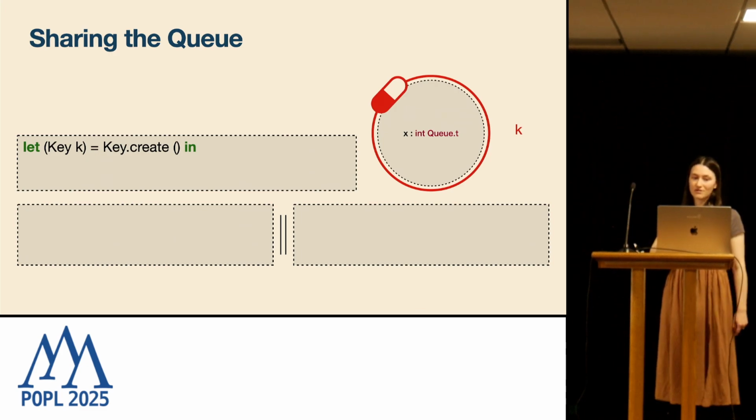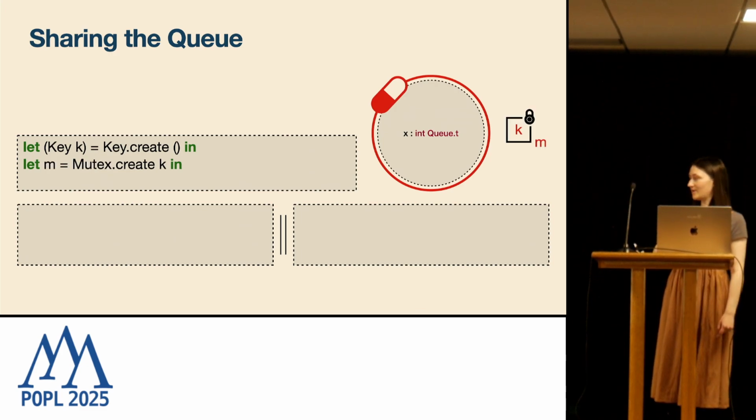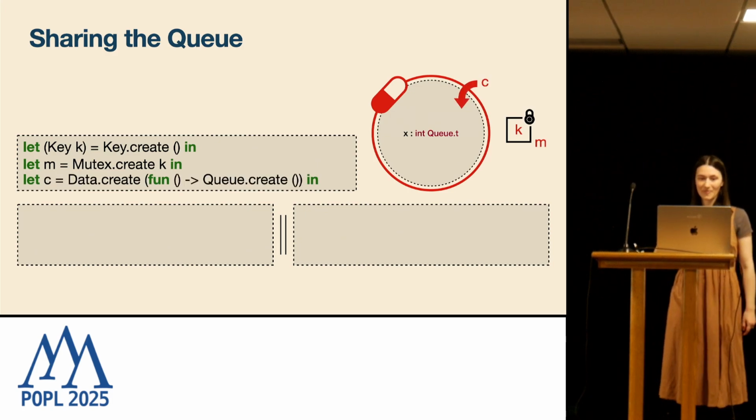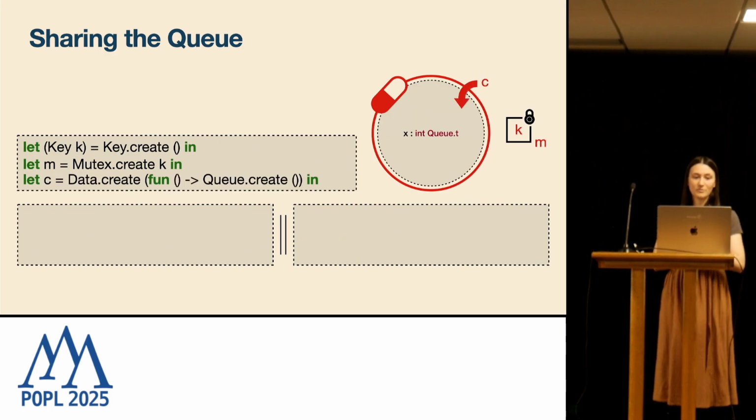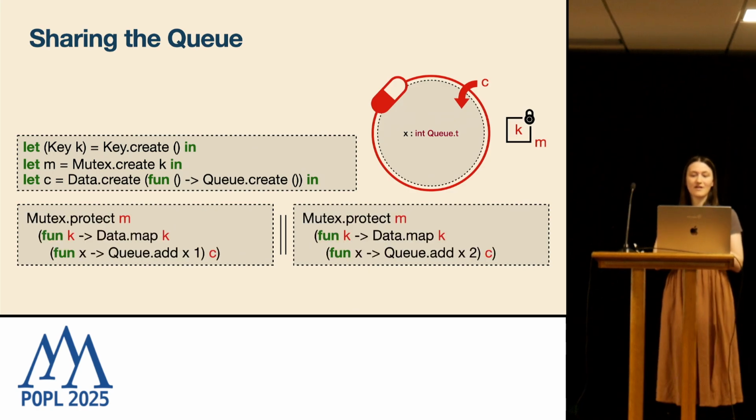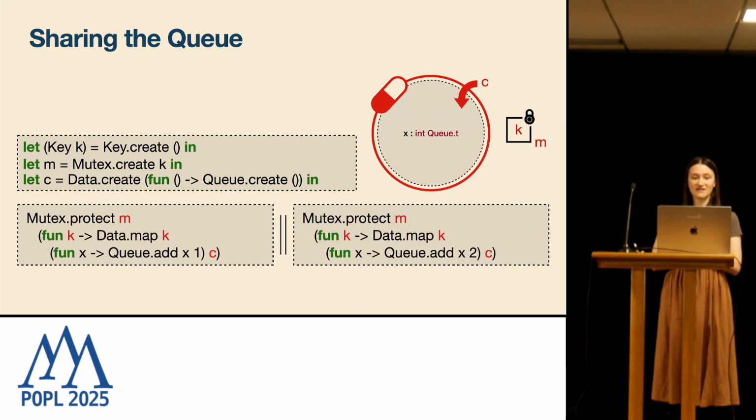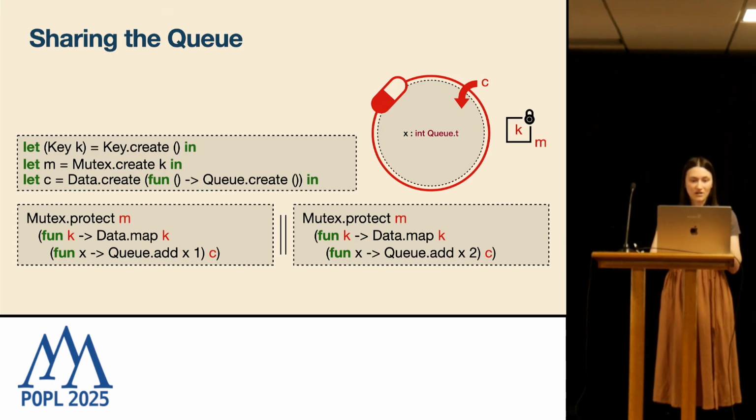So we're going to first create a key, put it into a mutex, and finally, we're going to allocate our queue by using data.create. Next, we're going to share this C between two threads, and they're going to run concurrently. What's going to happen is they're both going to try to acquire the mutex. So let's, for example, say we are the second thread.